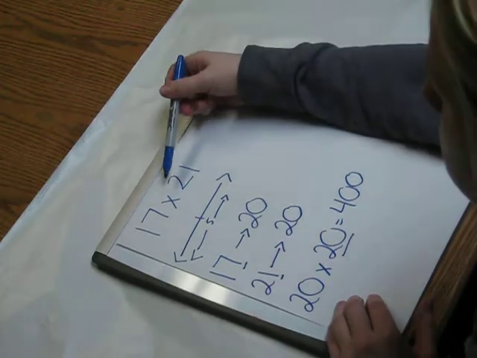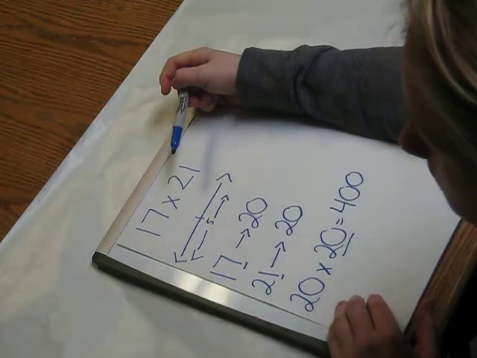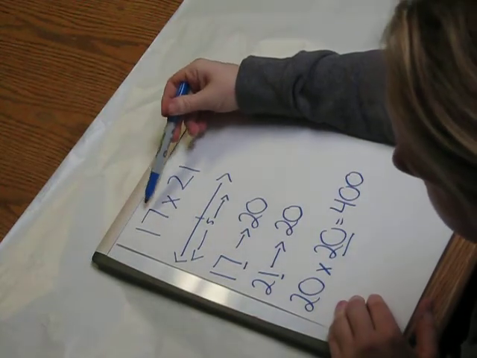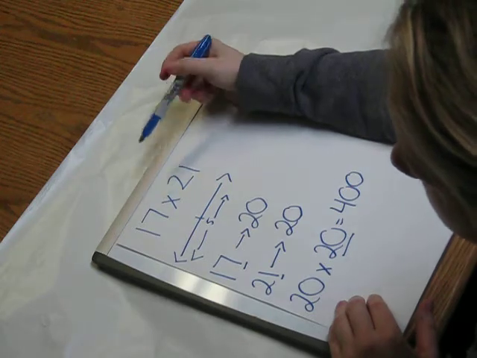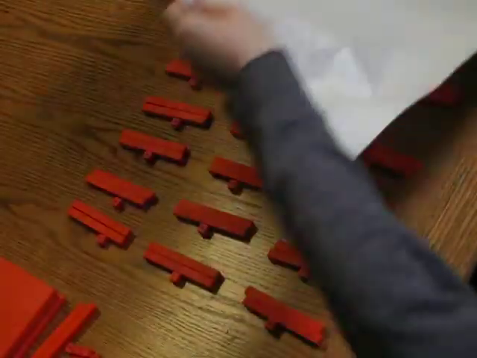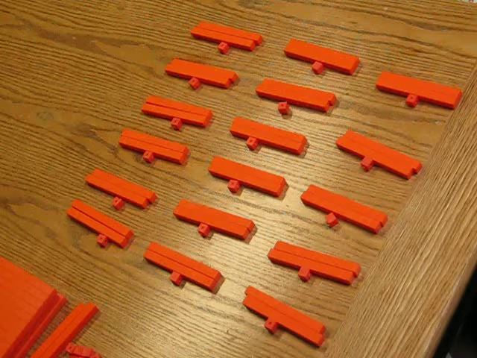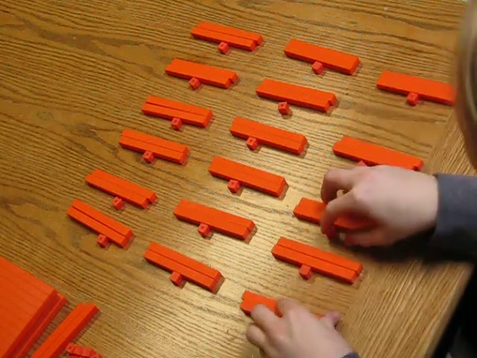When using any type of multiplication equation, we know that because of the commutative property, it doesn't matter if it's 17 multiplied by 21 or 21 multiplied by 17, we're going to receive the same answer. So using these 10 blocks, I have shown 17 groups of 21 with the units and rods.